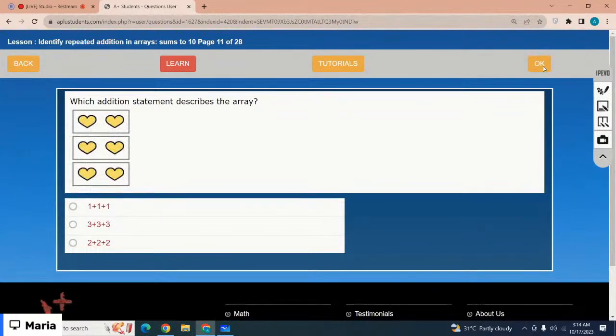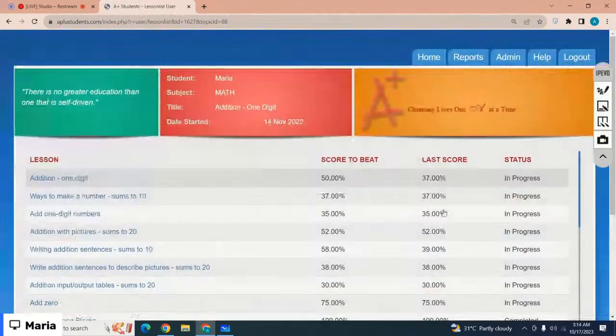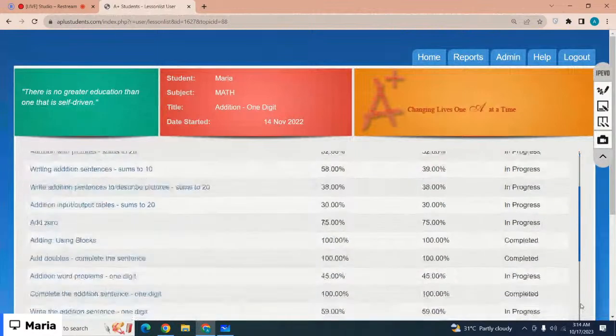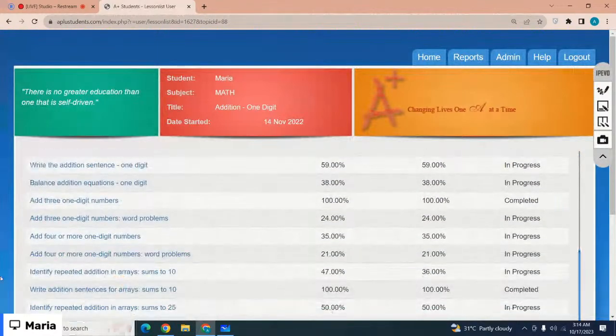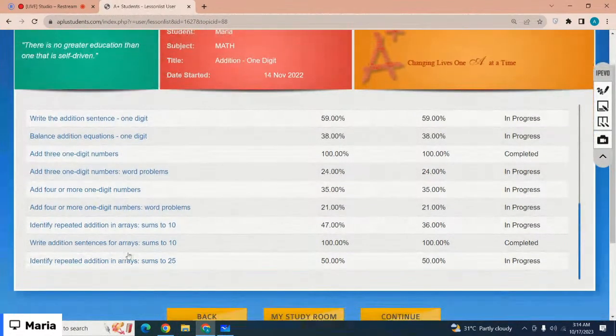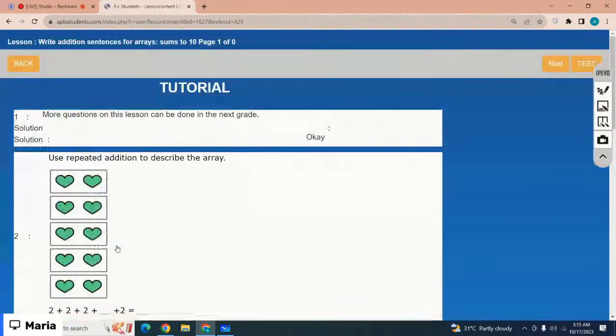Okay, you can complete the lesson by yourself later today. Let's just move on to the next lesson. If you need more help with the lesson, you can contact any tutor on Skype. They are available from Monday to Friday, 5 to 9, right? Okay, the next one is the same thing, but you have to add until 25, right? There are repeated addition sentences for arrays up to 10, right?